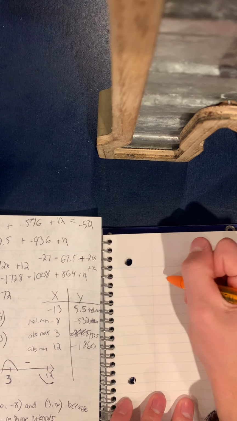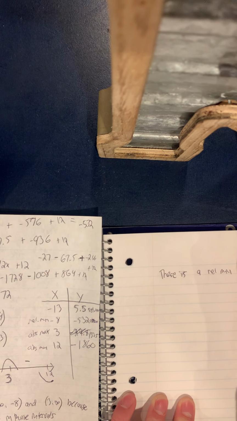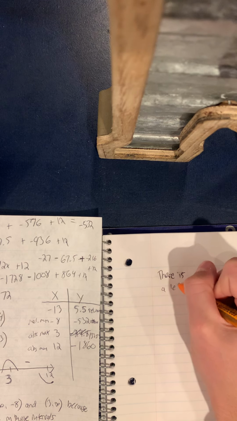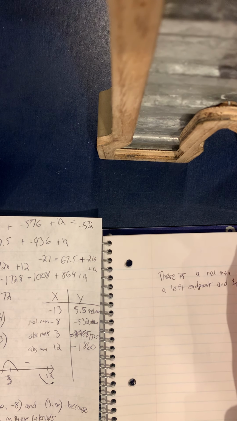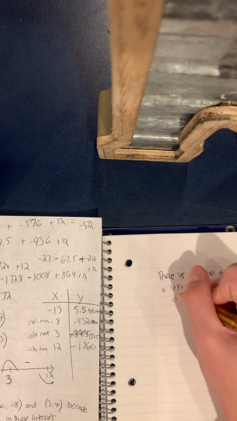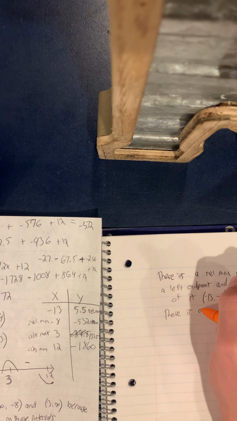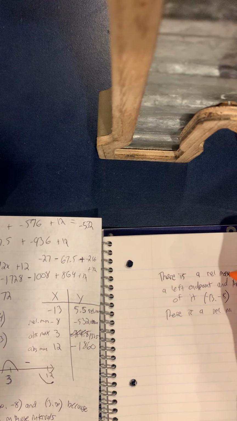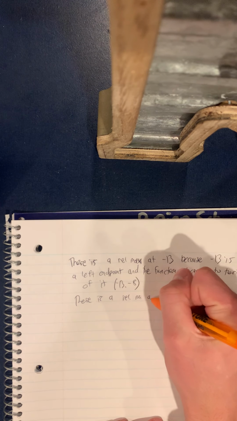For the explanation, there is a relative max at negative 13 because negative 13 is a left endpoint and the function decreases to the right of it on negative 13 to negative 8.